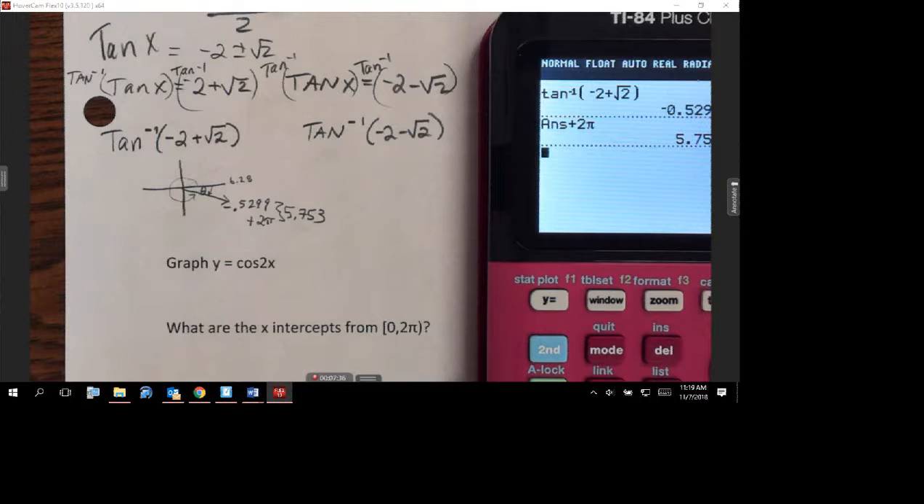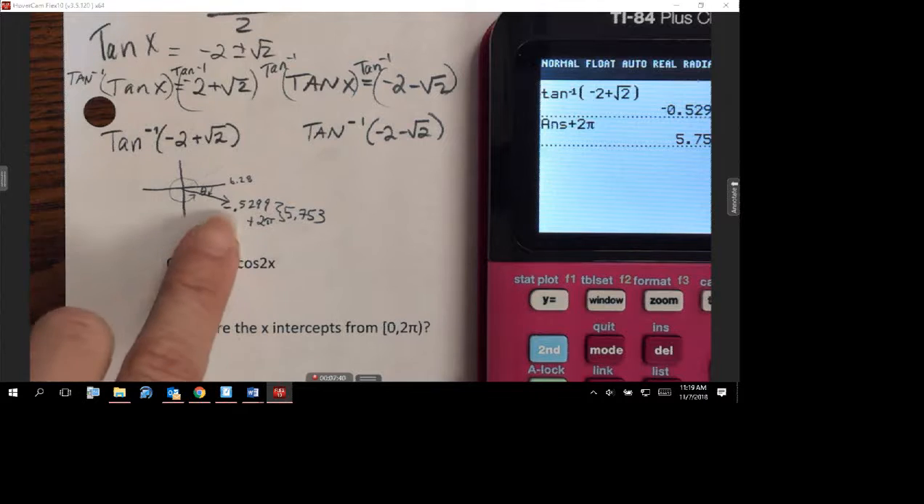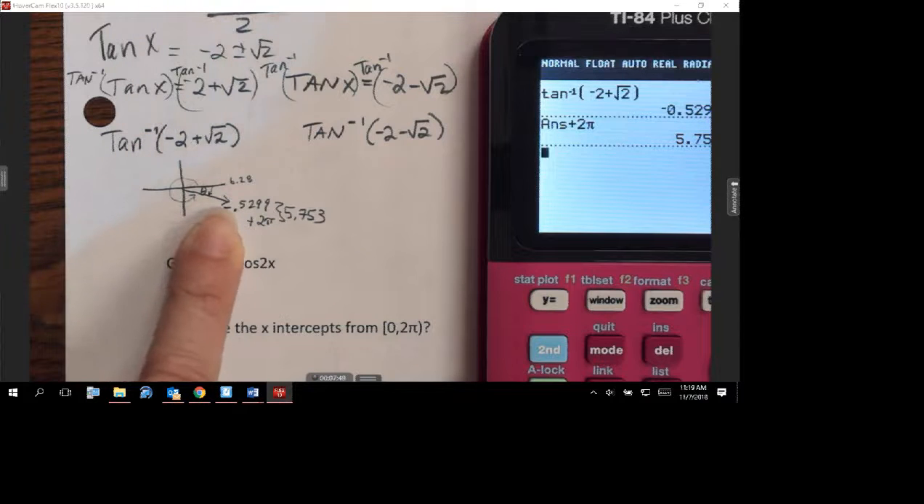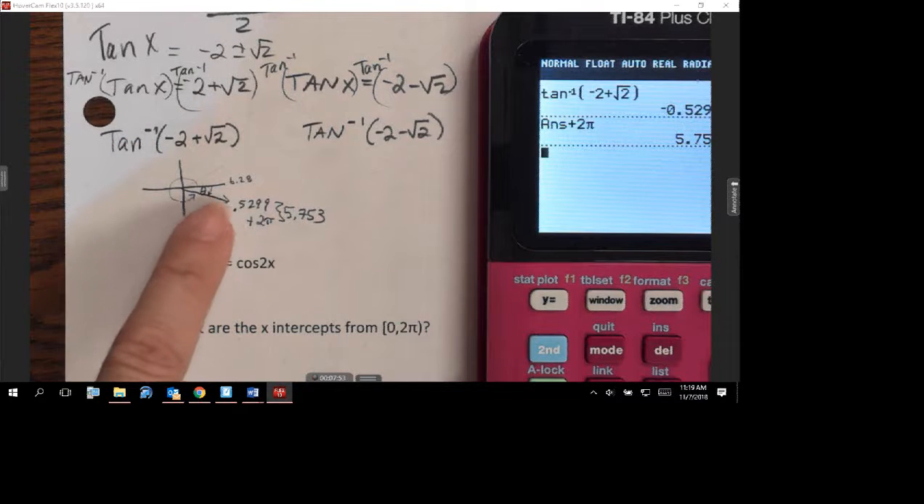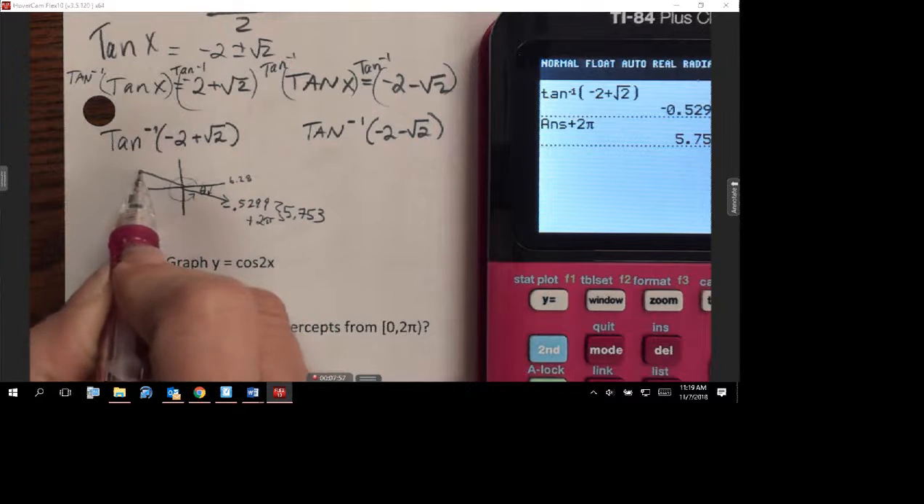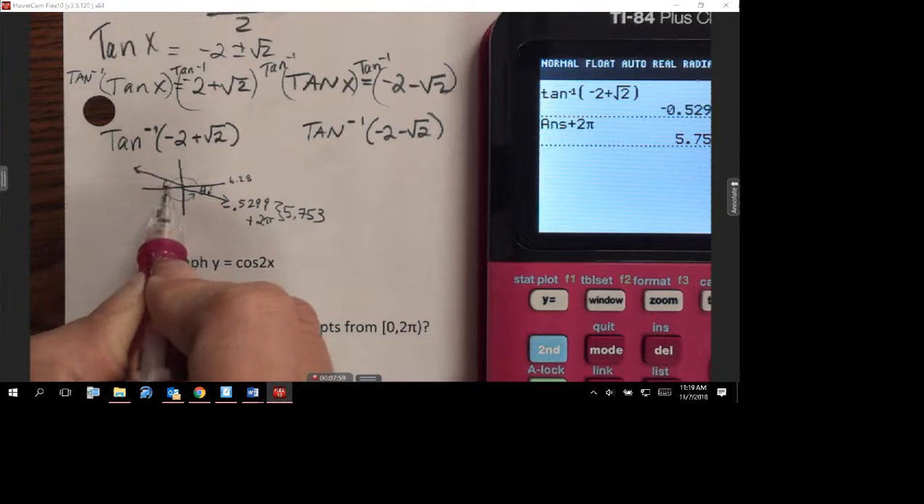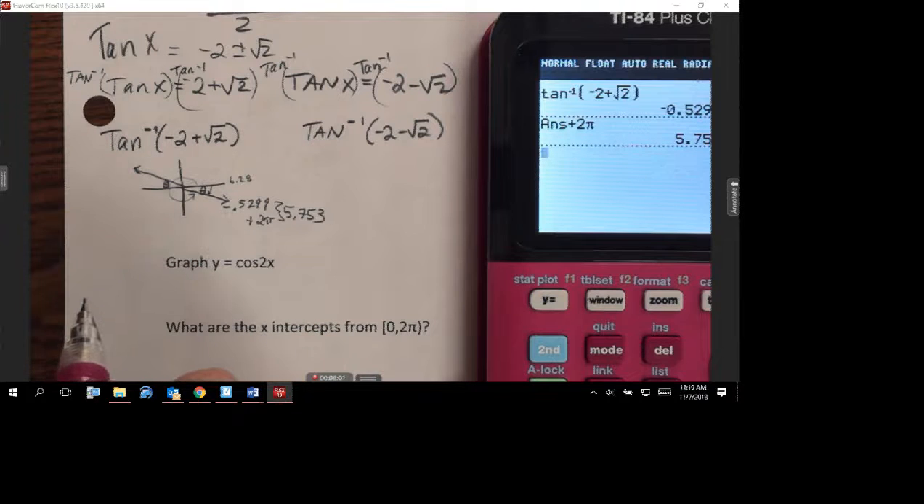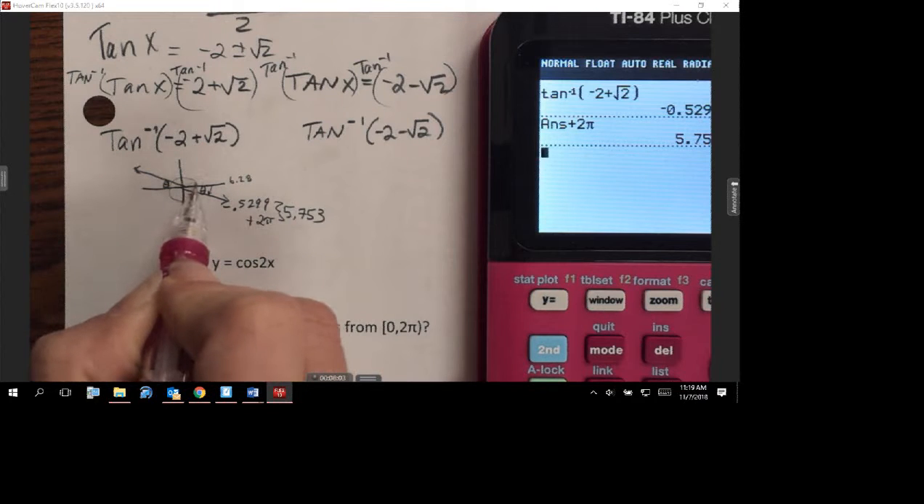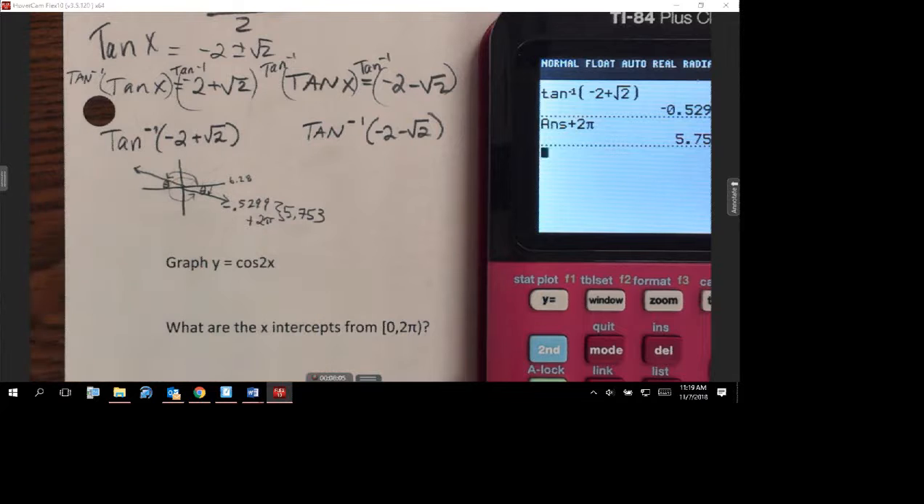Now that's not the only answer. Because if it's in the fourth quadrant, that means tangent is negative. Isn't there another place that tangent is negative? Which quadrant? In quadrant 2. Remember, tangent is the ones that are diagonal from each other. So there's also an answer over here. And our theta is right here, our reference angle. But I need to find from 0 to here.